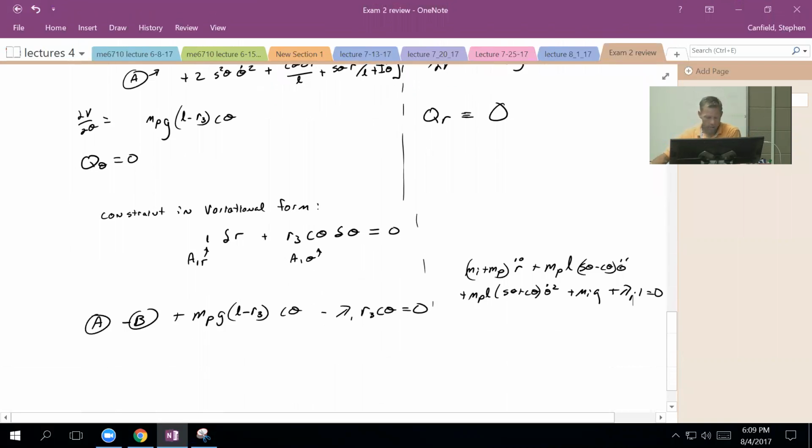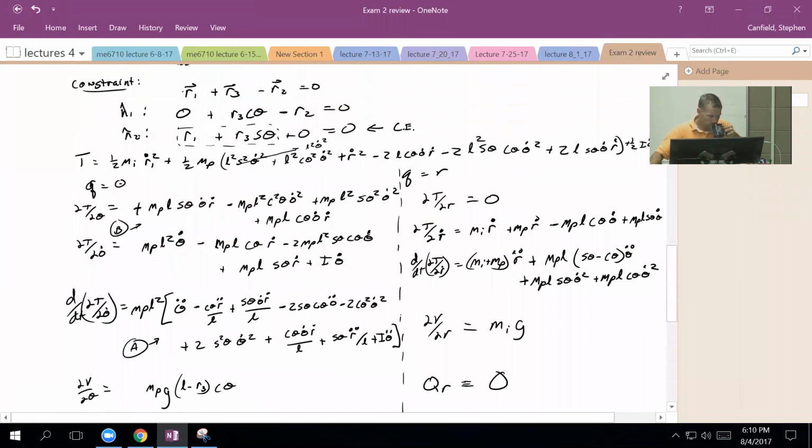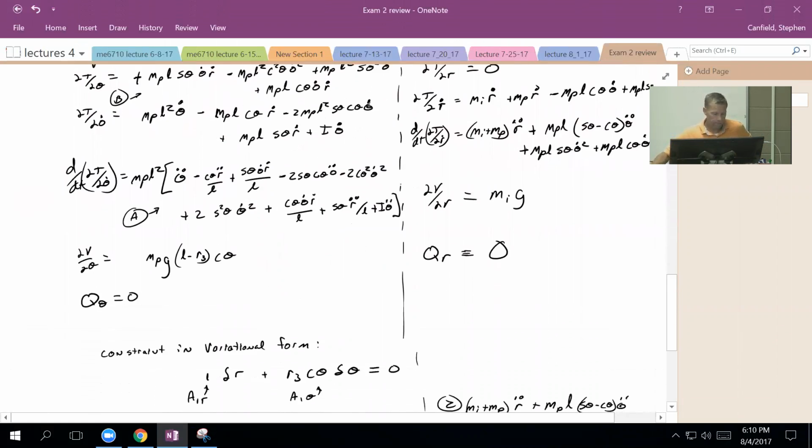So here I have my two equations of motion and my unknowns. Well, my three unknowns at the moment. Unknowns are r double dot, theta double dot, and lambda. I need a third equation. My third equation is my constraint right here. So I see my constraint, I can plug it in straight away.